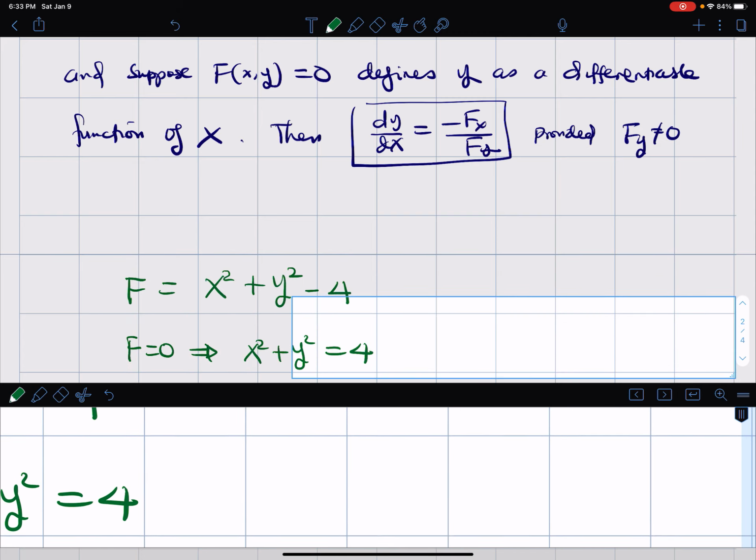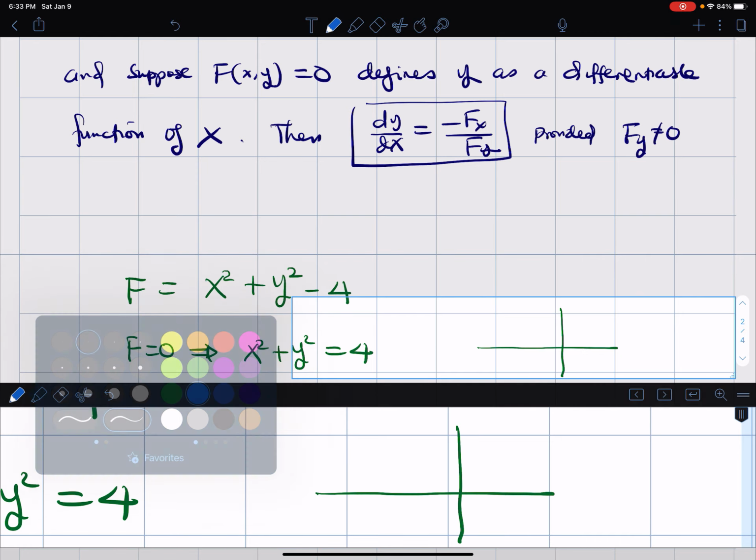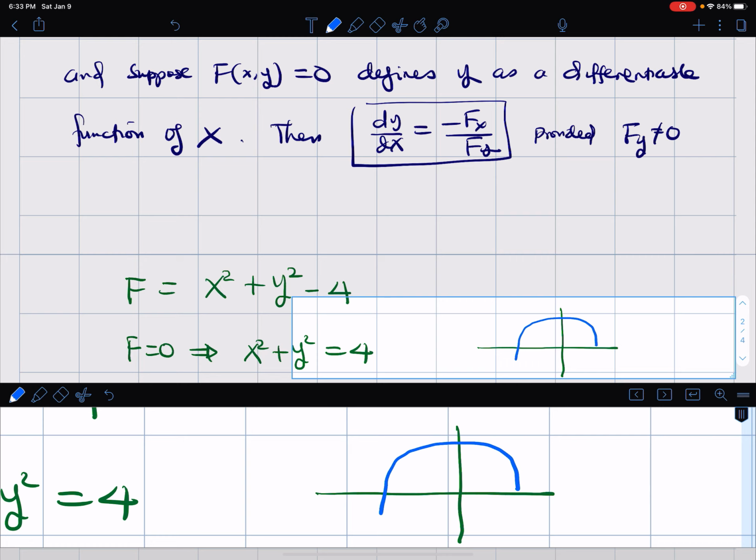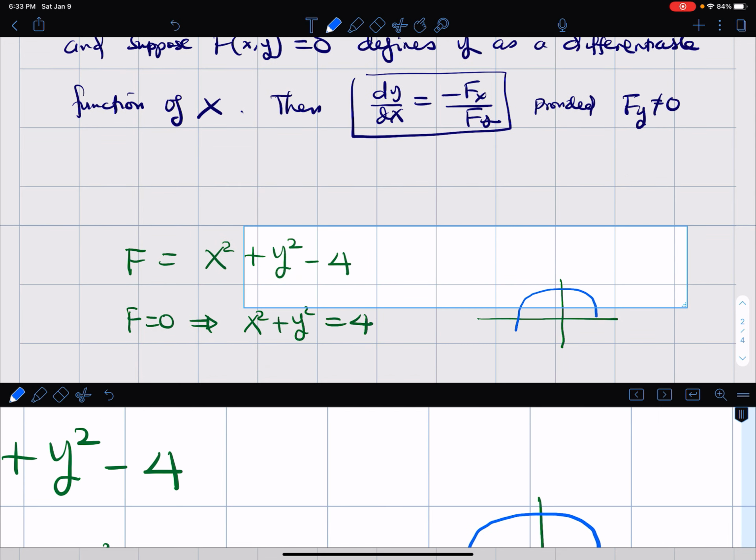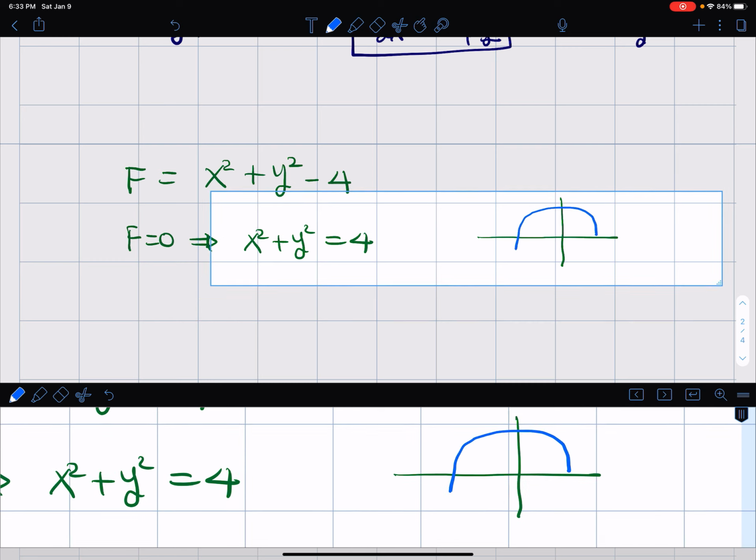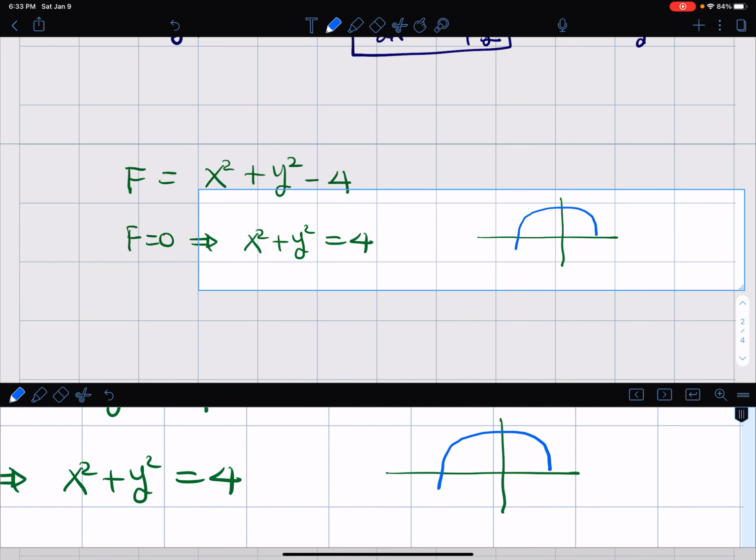So this is a circle. We all know that a circle doesn't pass the vertical line test, so it is not a function. But we can make do with it. We can do something to it to make it a function.